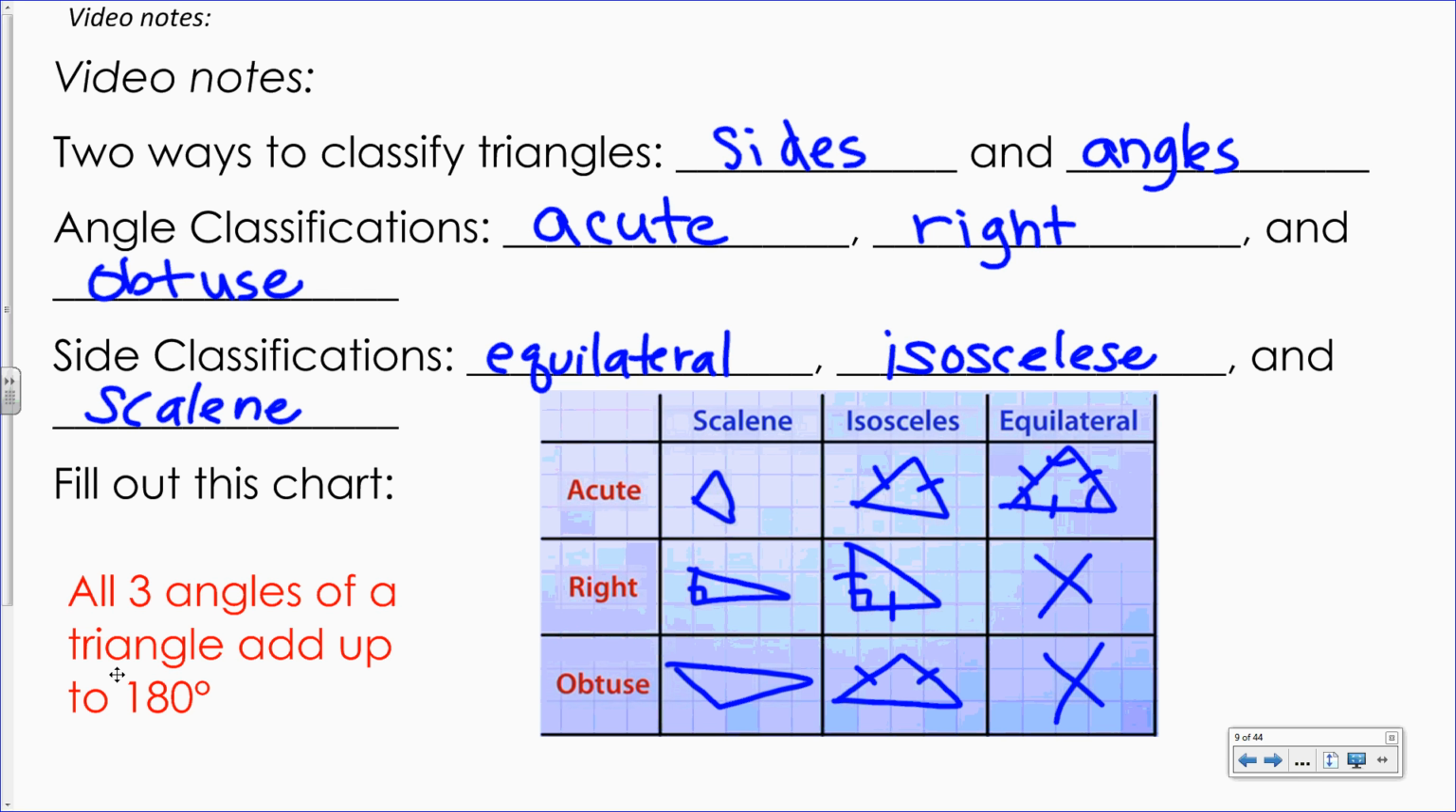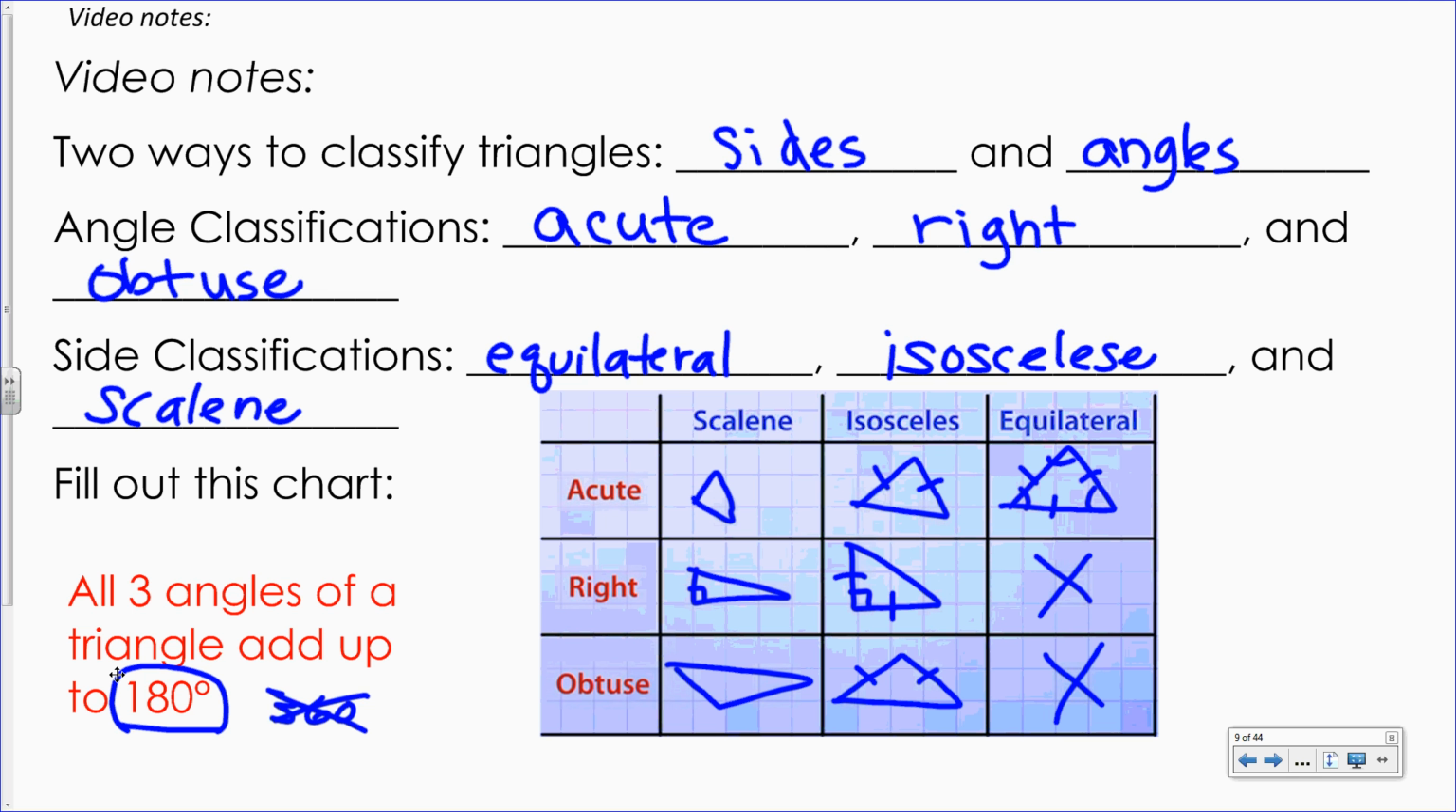Now on the bottom of your notes, right under that chart, it says all three angles of a triangle add up to, and there's a blank. And then it says 360, that's a typo. You'll cross that out and put 180 degrees. Okay, you can go ahead and go away from your notes, and now you need the orange paper.